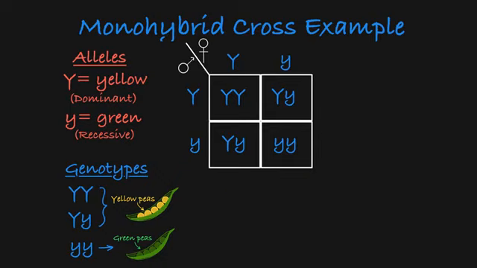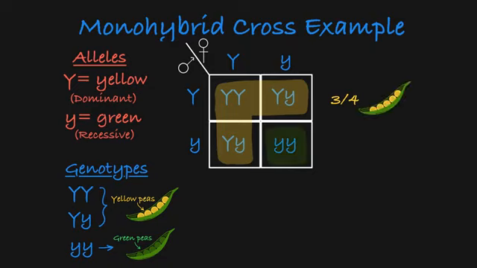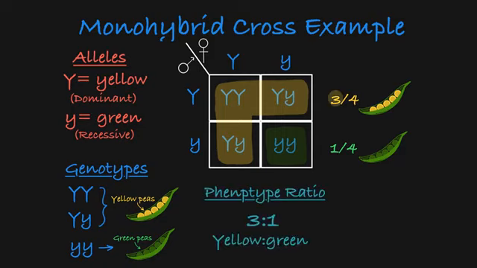When you look solely at phenotype, you can see that 3/4 of the offspring will have yellow peas, and 1/4 of the offspring will have green peas. This phenotype ratio is 3:1, which will also be what you typically expect when you observe a monohybrid cross.